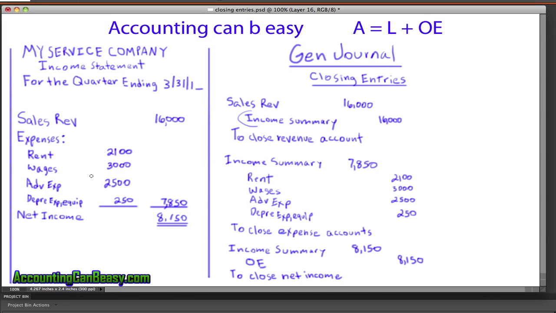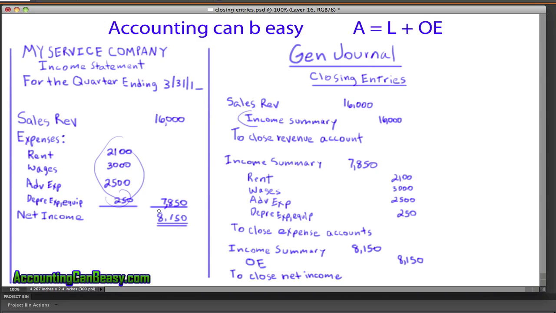Now on the expense side, they're all debits, so they're going to have credits on the income summary, and we're going to debit income summary. We already know from here that $7,850 is the total of all of our expenses, including depreciation. So we're going to debit our income summary for $7,850, and then we're going to credit each of our accounts for what their balances are. Basically what this is going to do is zero out these accounts. And then at the end, we offset our credit to income summary against our debit to income summary.